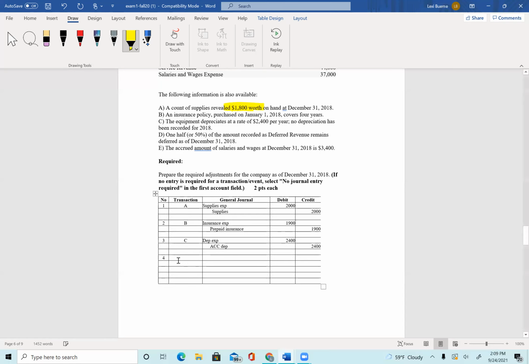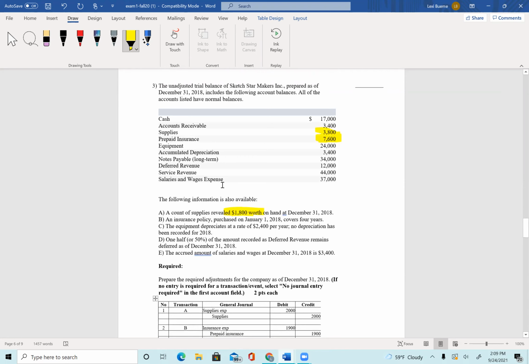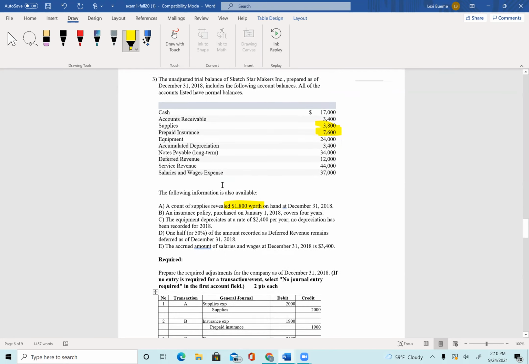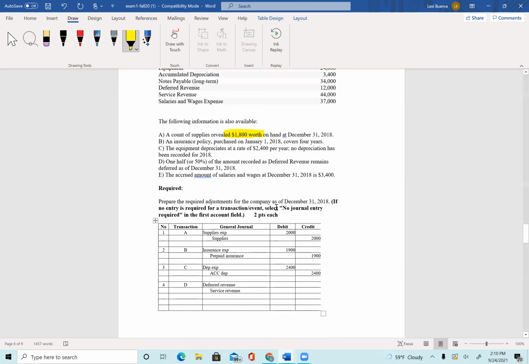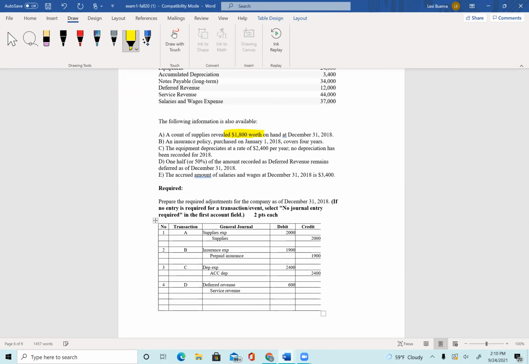Then for 4, 1/2 or 50% of the amount recorded as deferred revenue remains deferred. So for this one, since it gives you deferred revenue, we're going to debit deferred revenue, and we're going to credit service revenue. And we do this because it gives deferred revenue right here. And we credit the service revenue because when deferred, it means an item is not paid yet and they're performing a service. So that's why you'd have to use service revenue. So since it says 1/2, we would just take the 12,000 of deferred revenue and divide it by 2. That gives you 6,000.